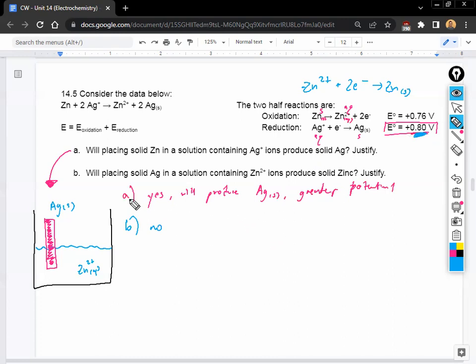So basically the point is, if you put solid zinc inside a silver ion solution, yes, it will produce solid silver. But if you do it the other way around, zinc will not be able to take electrons from the silver. So if you want to look at this reaction, you can think of it like this: silver can take electrons from zinc, but zinc won't be able to take electrons from silver, regardless of whether it's solid or aqueous. You've got to look at the magnitude of the value. I'm sorry about that, guys, if I didn't mention it.